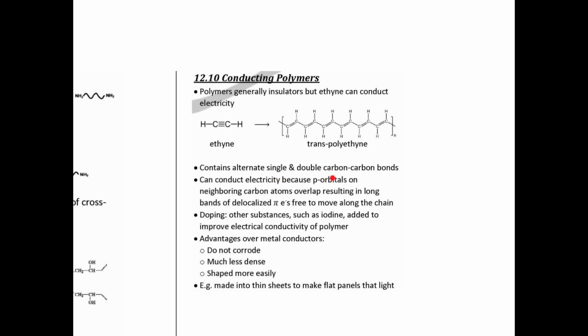It can conduct electricity because p orbitals on neighboring carbon atoms overlap, resulting in long bands of delocalized pi electrons free to move along the chain. So that means the pi electrons are somewhere in the double bond. So they can easily come here, making the whole chain able to conduct electricity. So that is what we call delocalized pi electrons. They are originally here, but after that they are delocalized and keep moving.